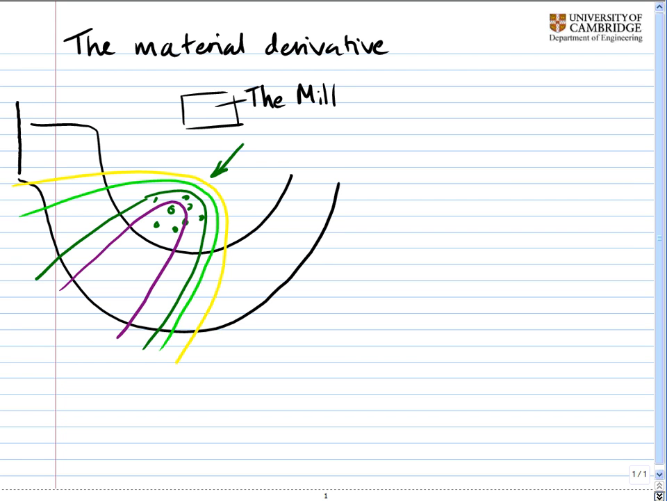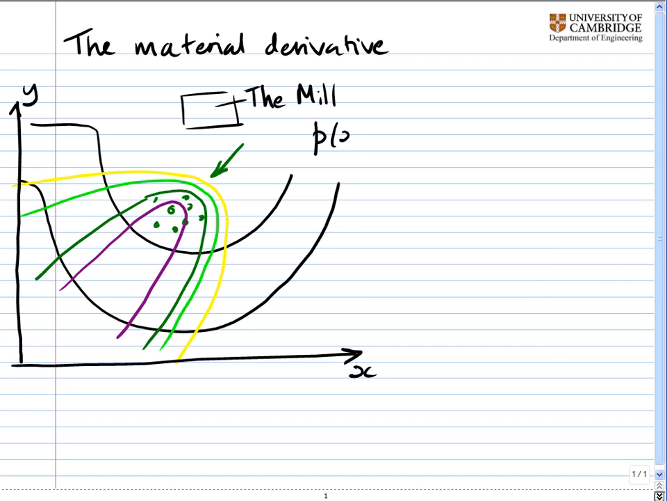So let's just be a bit more formal about it. Let's define some axes, call that the x-axis, call that the y-axis, and say we've got some smell field. For the sake of argument, let's call it p as a function of x and y, and p denotes the smell.